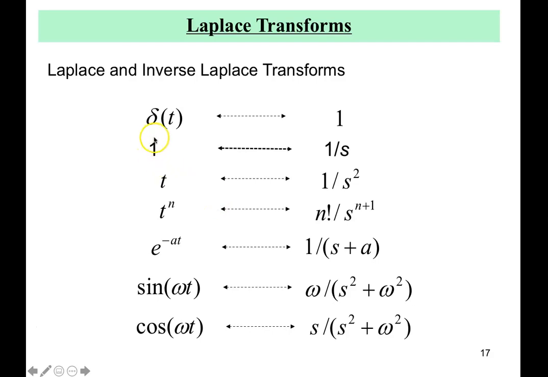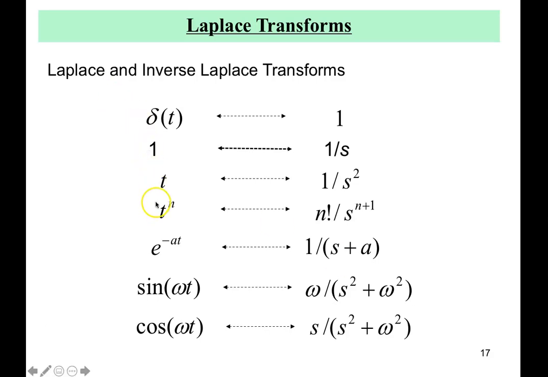If I multiply that 1 by 5, then the Laplace transform will need to be multiplied by a factor of 5 as well. So that will become 5 over s. If I multiply t by 3, then the Laplace transform of that ramp signal will be 3 times 1 over s squared. If I multiply the exponential function by 6, then its Laplace transform would also need to be multiplied by 6. The principle of superposition applies for linear systems.